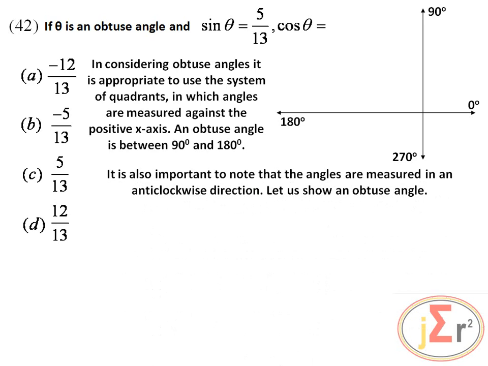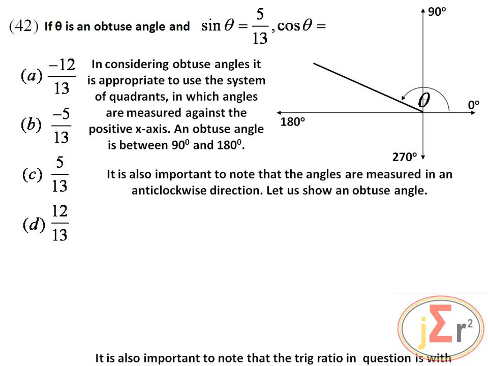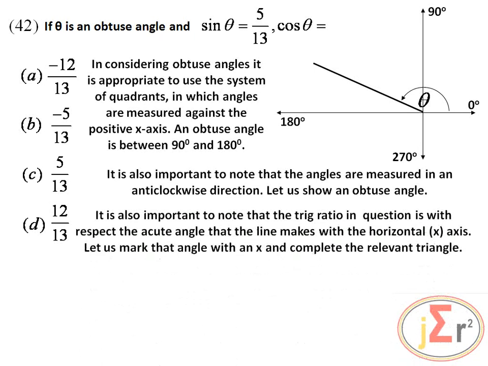Let us show an obtuse angle. So we are going in an anticlockwise direction measured against the what? Positive x-axis. So we begin at the positive x-axis and we go in an anticlockwise direction. We are talking about quadrants this time, not bearings. It is also important to note that the trig ratio in question is with respect to the acute angle that the line makes with the horizontal x-axis.